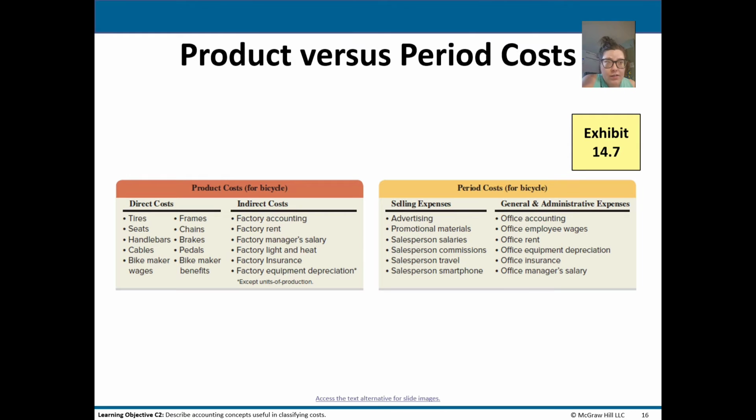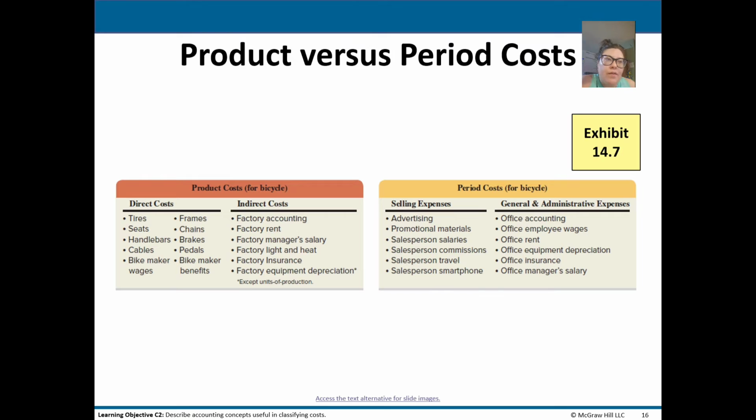Now, period costs, they're non-production costs, and they're linked to a specific time period, but not a specific product. So the period costs are expensed in the period when incurred, and they're reported on the income statement either in the selling expenses or in the general and administrative expenses section, the G&A section.